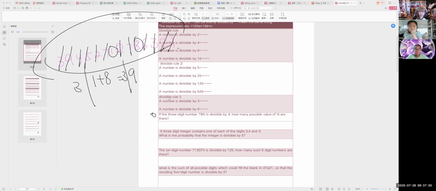Okay, so let's take a look at this one. If the 4-digit number 780n is divisible by 4, how many possible values of n are there? Think about it. What is the divisibility rule of 4?